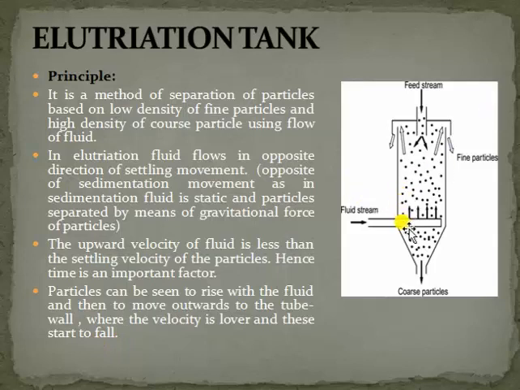Means here the fluid velocity will be responsible for size separation. As the fluid velocity is high, the finest particles will be in circulatory movement. Then by lowering the fluid or liquid movement, the fine particles are collected, and with the help of gravitational forces, the coarse particles are collected at the bottom. So this is the simple mechanism of the elutriation tank.